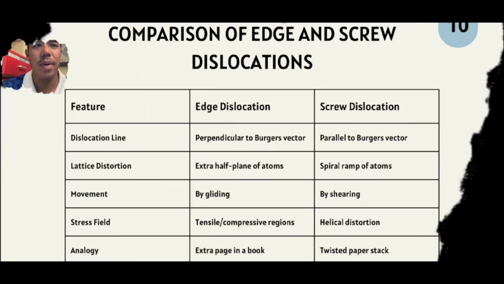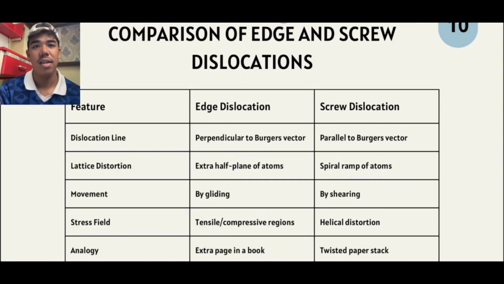So next is the comparison of edge and screw dislocation. The first one is dislocation line. For the edge dislocation, it is perpendicular to the Burgers vector, while the screw dislocation is parallel to the Burgers vector. The second one is lattice distortion. For the edge dislocation, it is an extra half plane of atoms, while the screw dislocation is a spiral arrangement of atoms. The third one is movement. For the edge dislocation, it is by gliding, while the screw dislocation is by shearing.